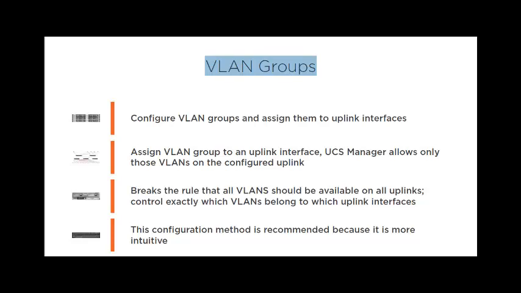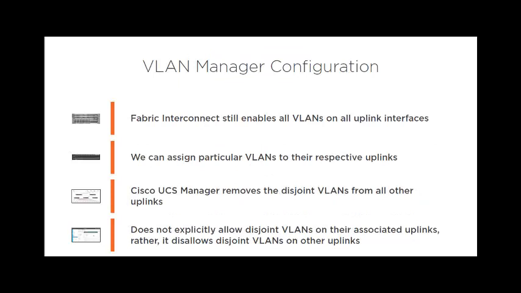All VLANs should be available on all uplinks is the default rule. That's why we were using disjoin previously. So if you want to break this rule to have control over which VLAN goes via which uplink, we need a VLAN group.